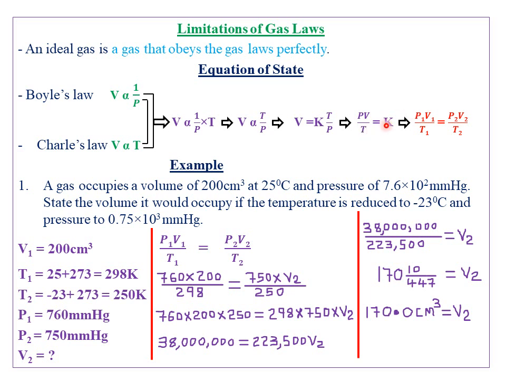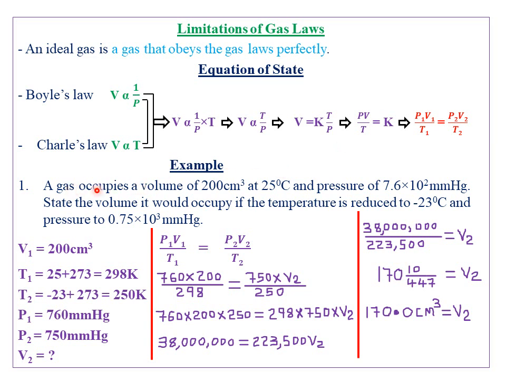Therefore, from this equation, it simply means that P1 V1 over T1 must be equal to P2 V2 over T2, where P1 is the pressure at the first point, V1 is the volume at the first point, T1 is the temperature, that is in Kelvin, at point 1. Then P2 is the pressure at the second point, V2 is the volume at the second point, then T2 is the absolute temperature at the second point. Therefore, let's look at an example which involves application of this formula.